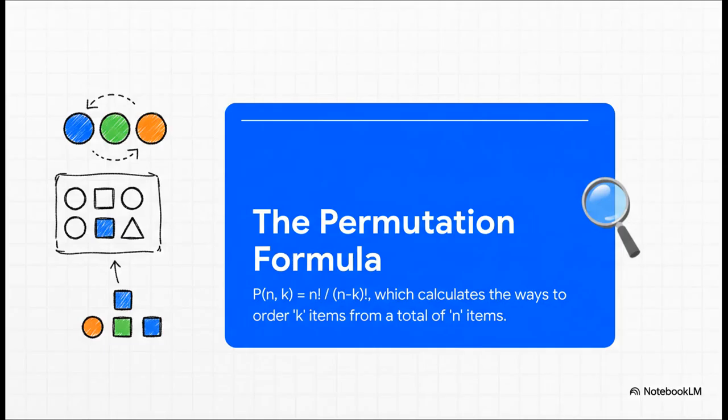Now, of course, there's a fancy formula for this, and yeah, it might look a little scary with those exclamation points. That's a factorial, by the way. It just means multiply a number by all the whole numbers below it. But really, all this formula is doing is giving us a shortcut for what we just did manually. It's a really slick way of saying, start with n and multiply the next k numbers down the line.